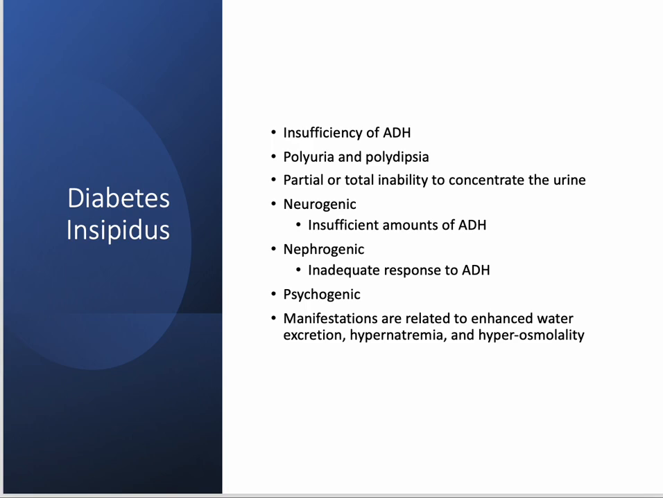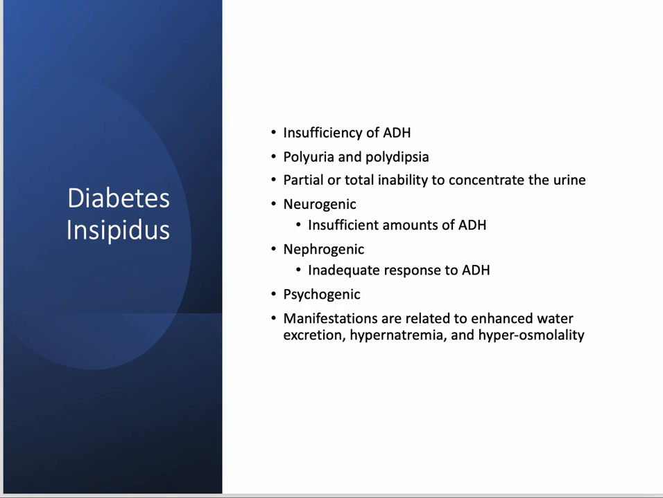Now, our manifestations here are exactly the opposite. Our symptoms of DI are going to be related to water excretion instead of water retention. So your patient's going to be very dehydrated. Your patient's sodium level is going to be super high, which means that their serum osmo will also be super high. And their urine is going to be extremely dilute. It is going to have a very low sodium level. The urine osmo will be very low. The urine specific gravity will approach that of water. It can't be that of water because there's always some solutes in it.